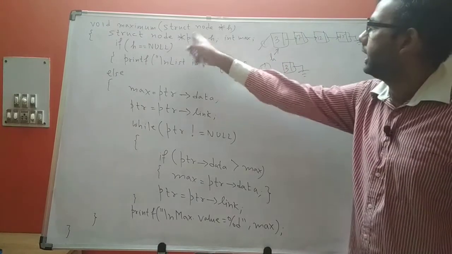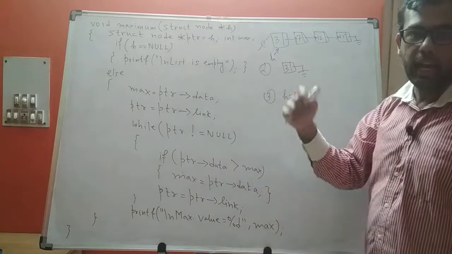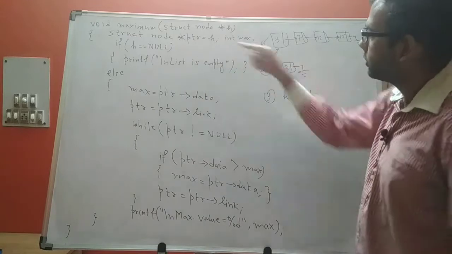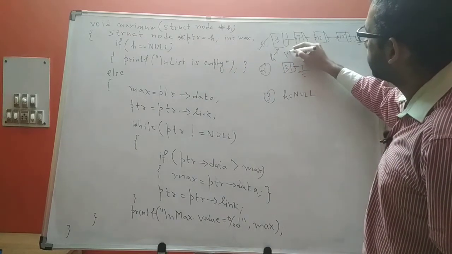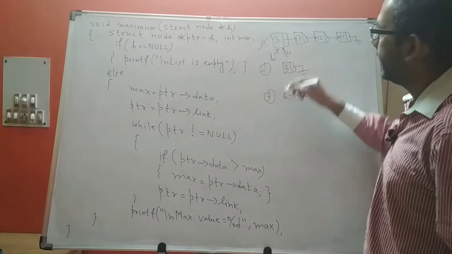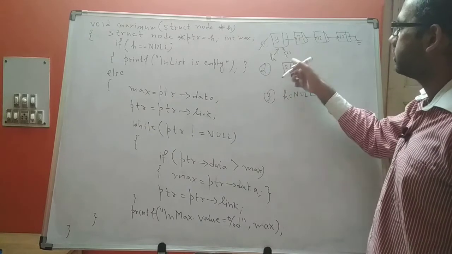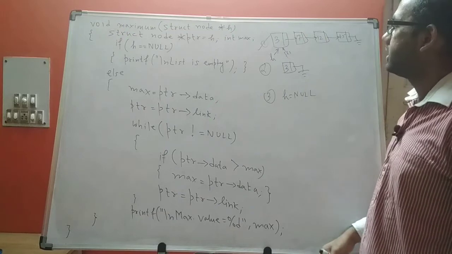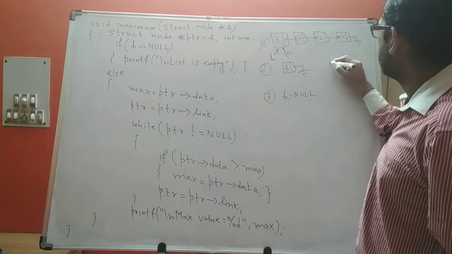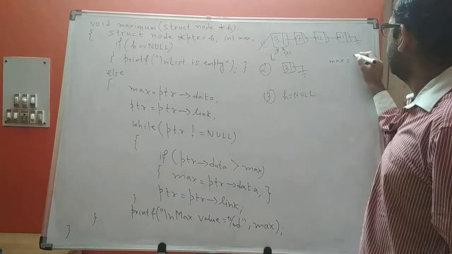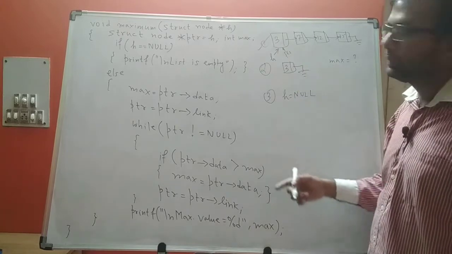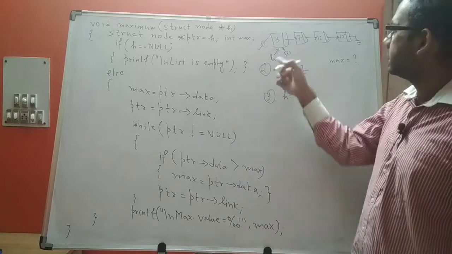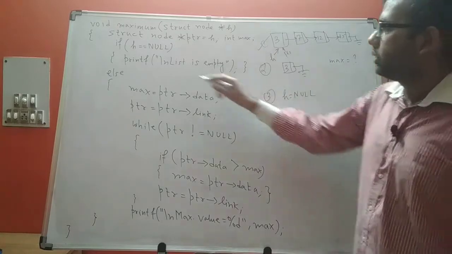As I saw, H will receive the head pointer of the list, so H is pointing to the first node. Now I'm saying struct node star ptr equal to H, that means ptr is pointing to the same node as H. Now I have a variable called max, which currently contains an unknown value. Now I'll check if H is equal to null. No, because it contains the address of this node. So I'll come to the else part.